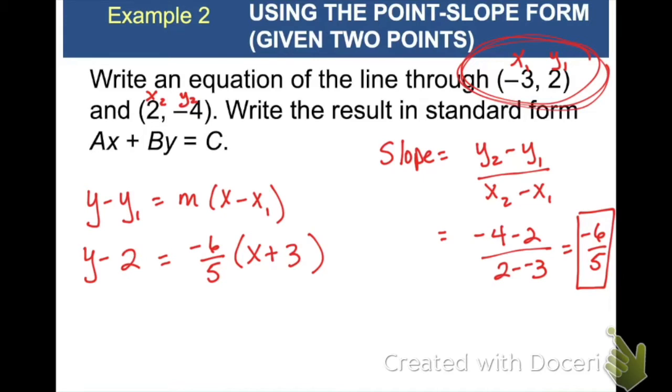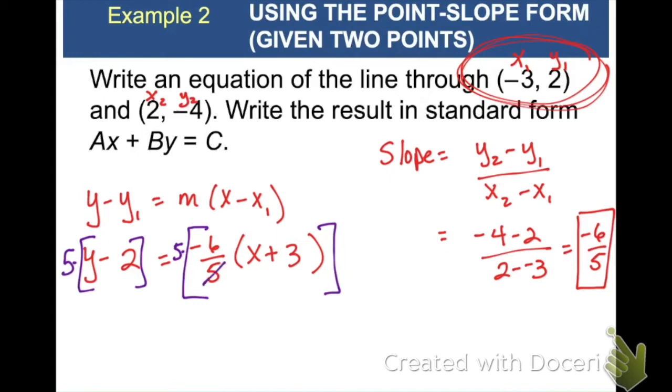Okay, if they wanted my final answer in point-slope form, I would be done, but they don't. They want it in this form right here. And I don't want to distribute a fraction. So here's something that's pretty cool that you could do. Whatever is in the denominator of your fraction, you could multiply the entire right-hand side and the entire left-hand side by that number. So I have a 5 in the denominator, so I'm going to multiply the entire left-hand side by 5 and the entire right-hand side by 5. I put brackets around the entire left-hand side and the entire right-hand side to help me remember that it's the entire side that's being multiplied by 5.